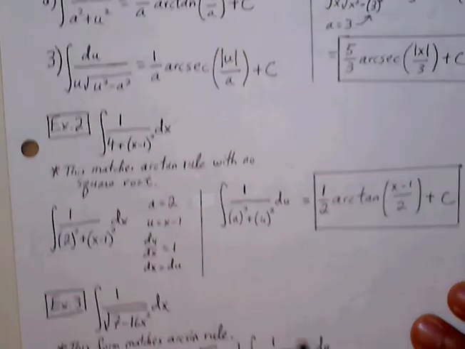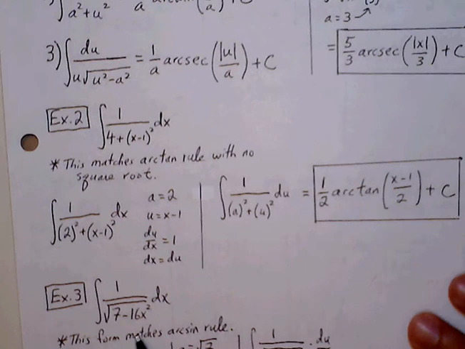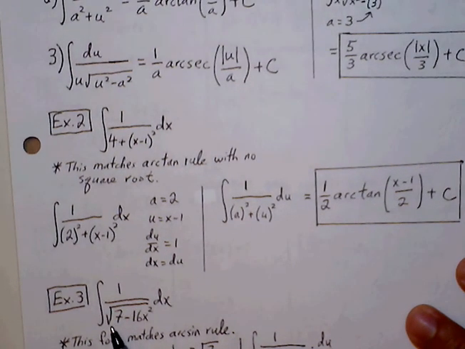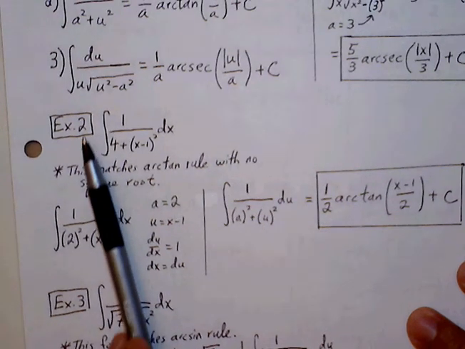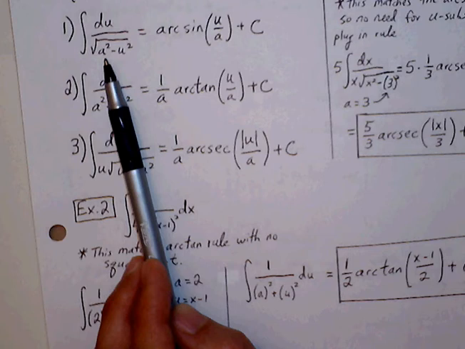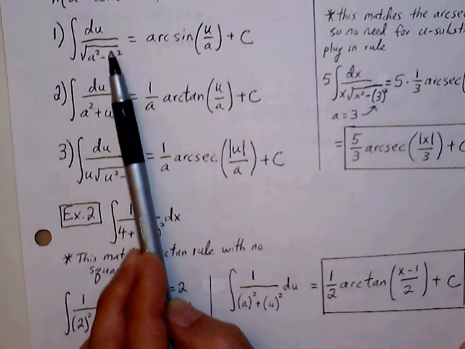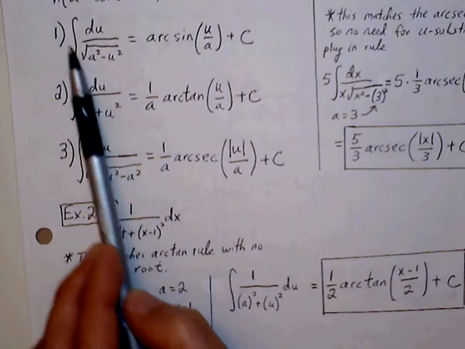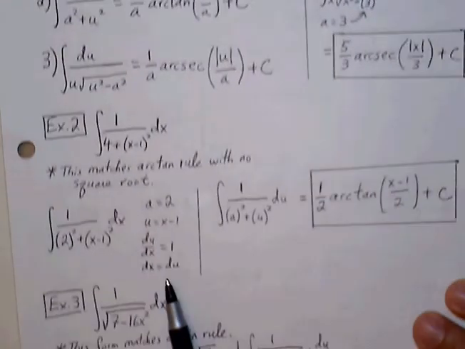Okay, example 3: 1 over the square root of 7 minus 16x squared. If you look, we see the square root here, and we see the constant followed by the variable. Because of the square root, we know that's going to match up with the arcsine rule. So we want to match everything we see with the rule on the left side.